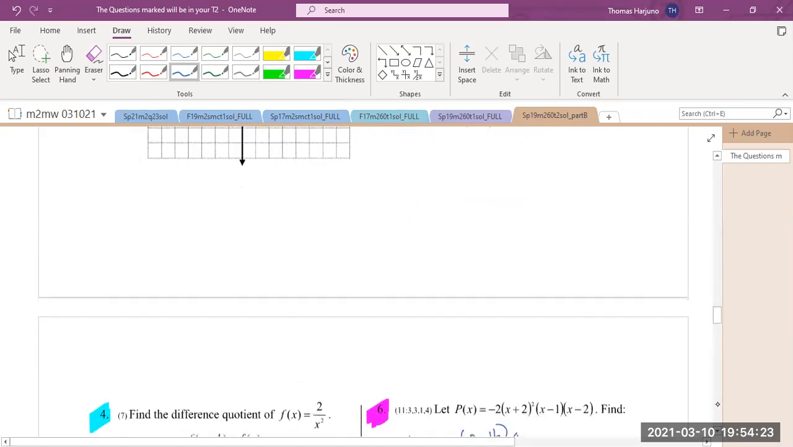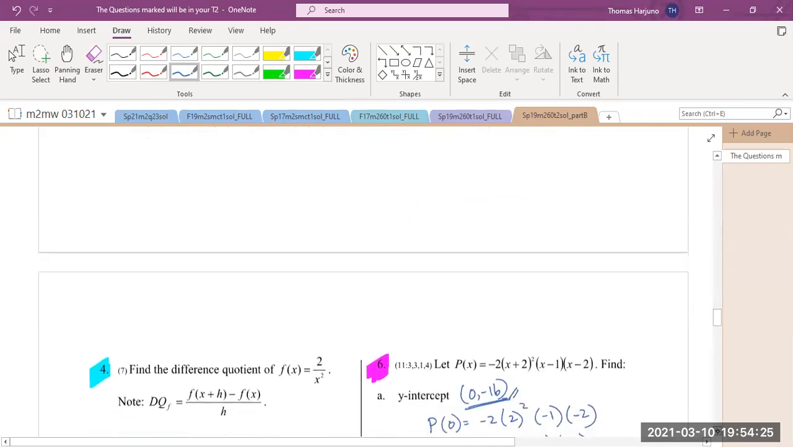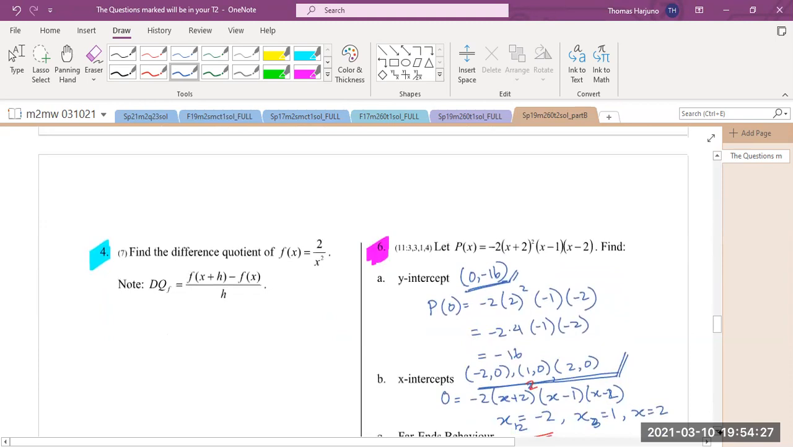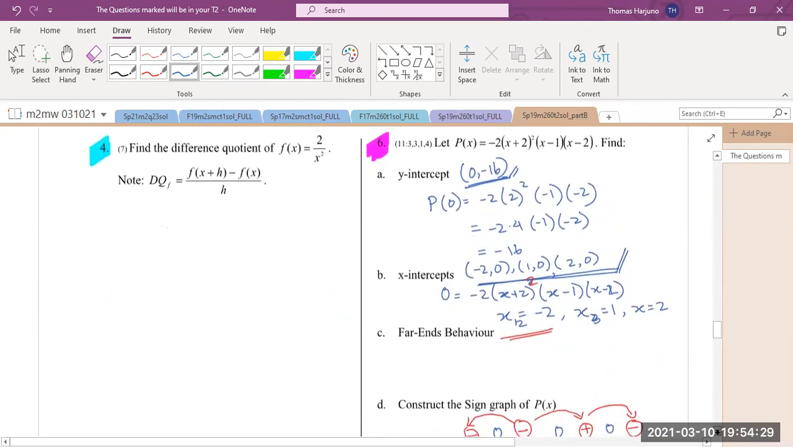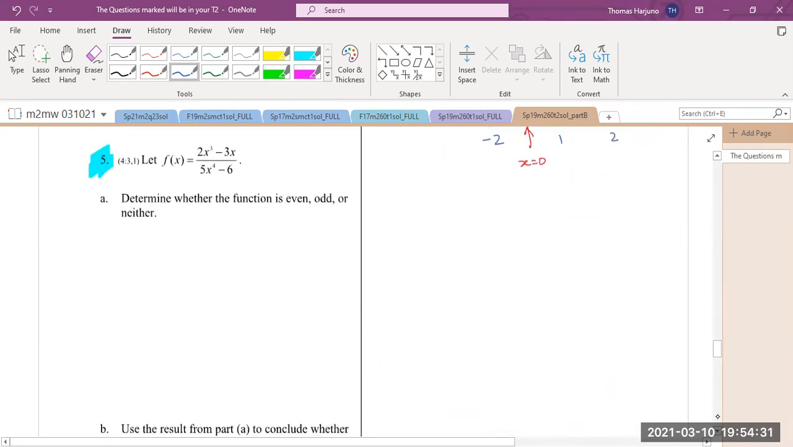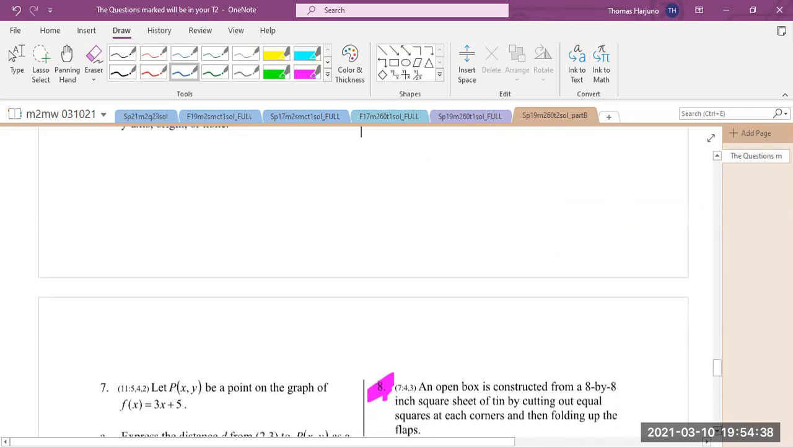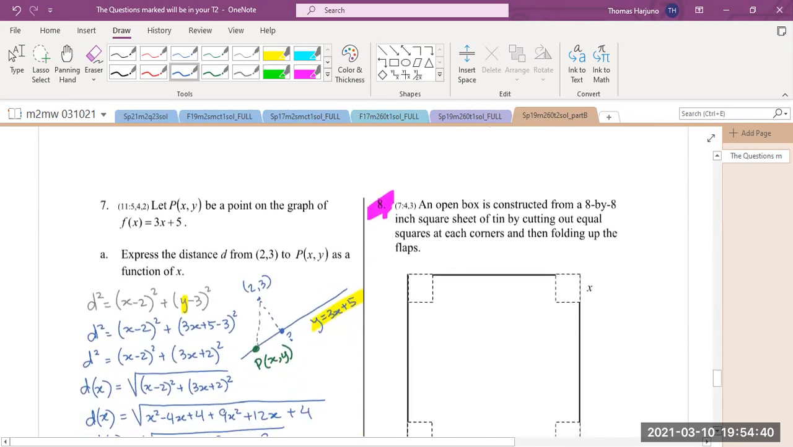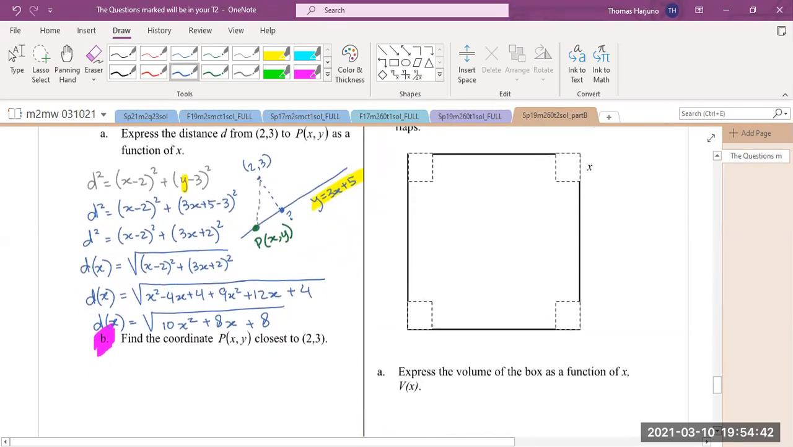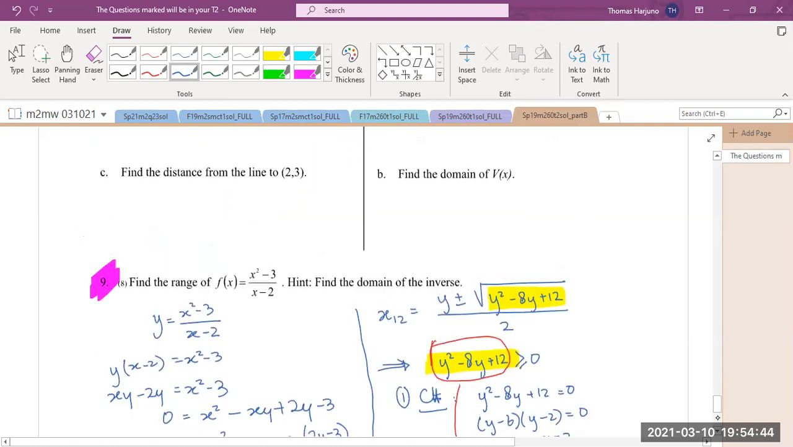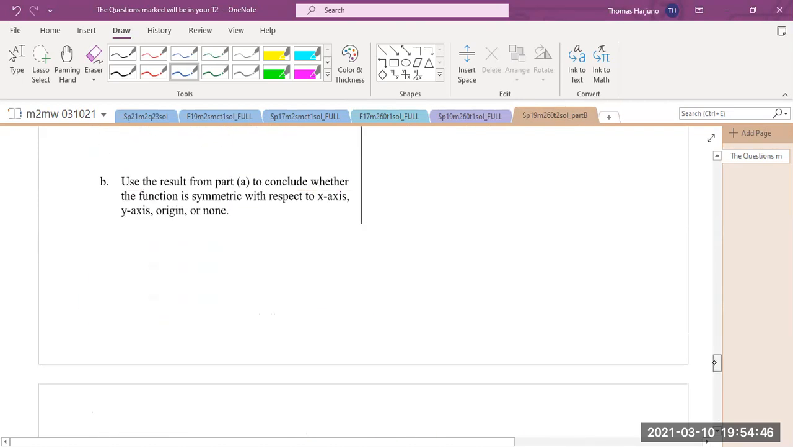Okay, let's see if there's any more questions. Oh, different question here. We did a lot of different questions already, so I don't think I want to do that one anymore. Even function, odd function, see, it always shows up, huh? Okay. And then yeah, that's basically it. Okay.